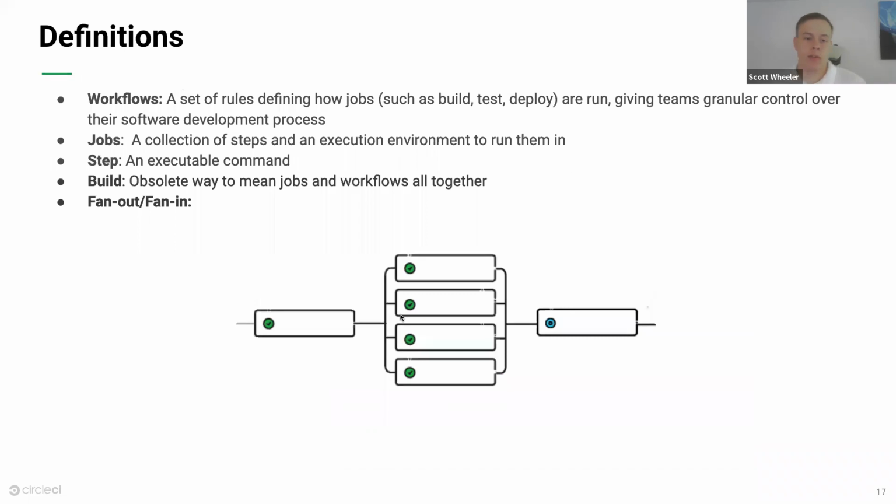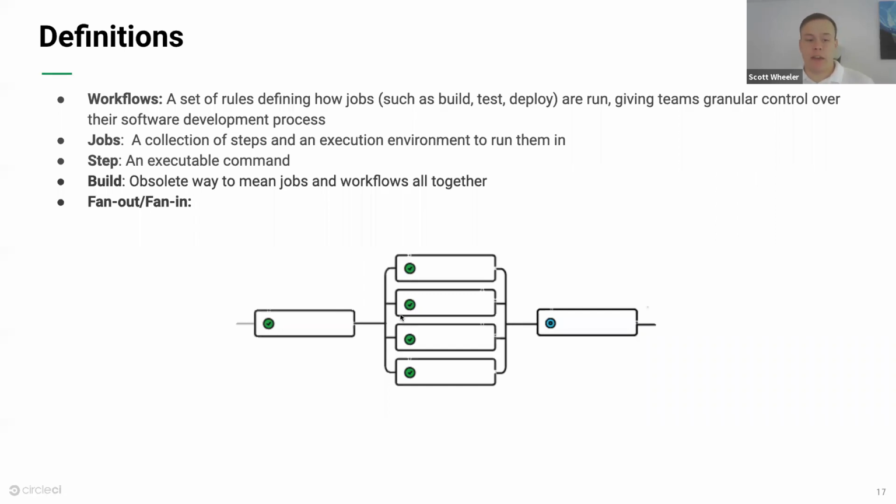Some definitions. Workflows: a set of rules defining how jobs such as build, test, and deploy are run, giving teams granular control over their software development process. Jobs: a collection of steps in an execution environment to run them in. Step is an executable command. Build is an obsolete way to mean jobs and workflows altogether. Build mostly refers to CircleCI 1.0, which has since been deprecated.